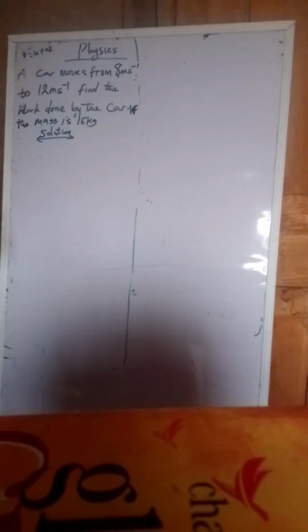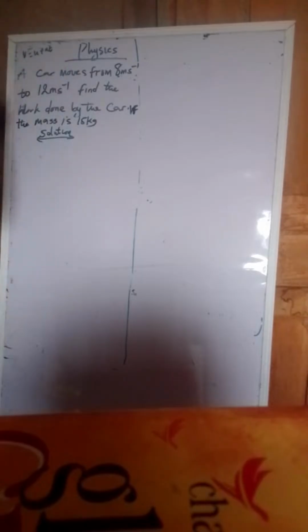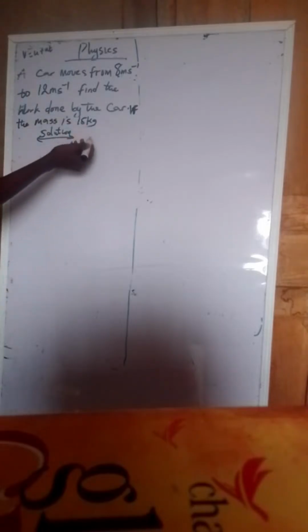Today, we want to talk about work done without time and acceleration. How do we calculate this? They said the car can move from 8 meters per second to 12 meters per second, and they said find the work done by the car. So, if the mass is 15 kg, then we have work is equal to force times distance.